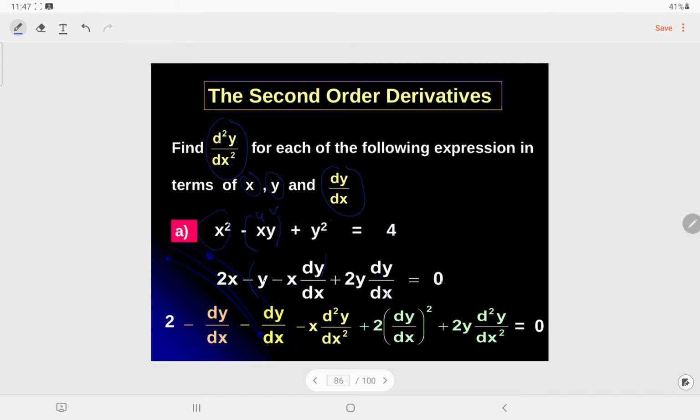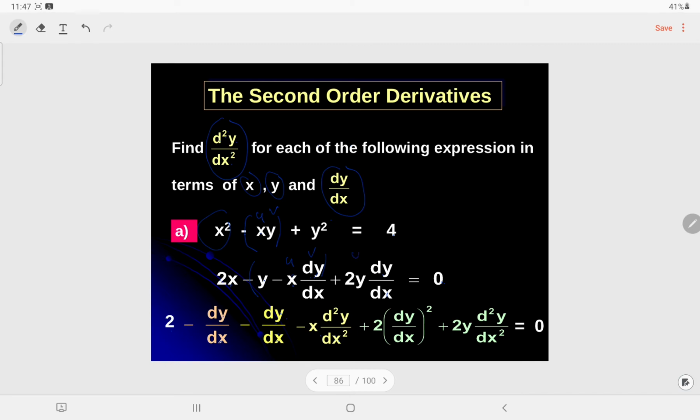And then we need to differentiate once again because we need to find the second order derivative. So differentiate 2x, we'll get 2. Differentiate y dy over dx, this one is uv. So uv prime: differentiate dy over dx, so we get the second derivative. Then vu prime: v is dy over dx, differentiate u prime equivalent to 1.